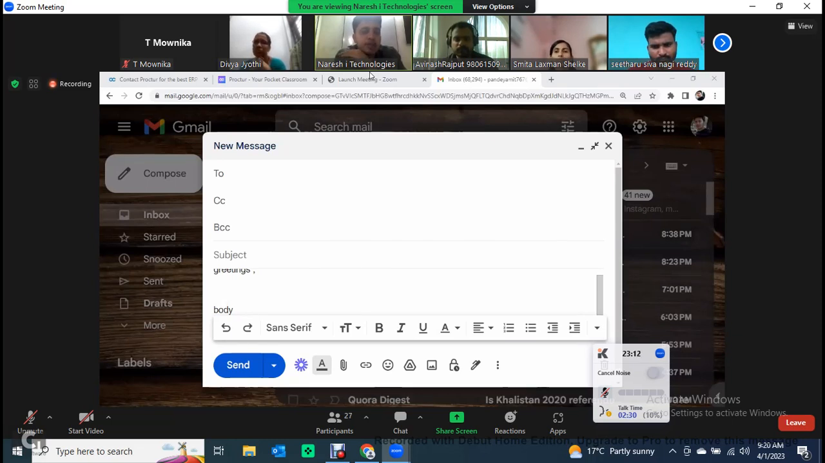So if you want everyone to know that you have sent the message, then you can include them in CC. If you don't want the persons to know, then you can include them in BCC.